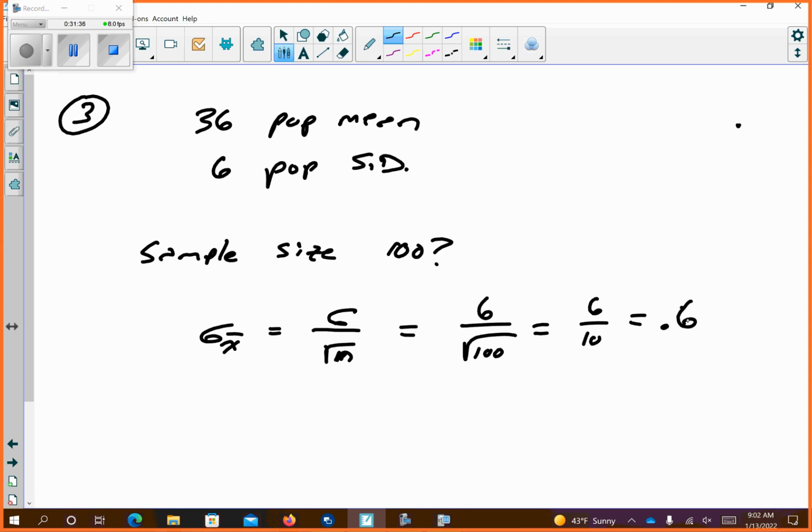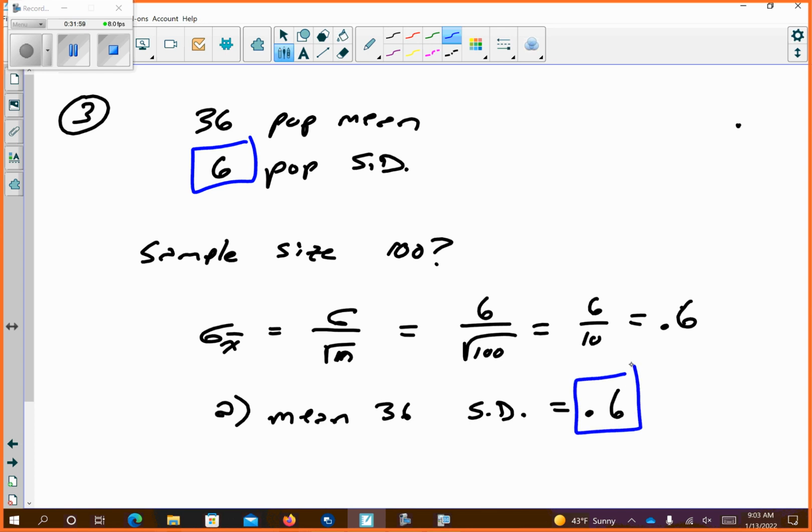Okay. So now for letter A, we say that our mean is still the 36. That doesn't change. But our standard deviation changes to 0.6. Okay? So notice this went from a population standard deviation of 6 to a standard deviation of 0.6 because we had a sample size. We weren't applying it to all. So what's the standard error? Is that another way to say standard deviation? Yeah. So this is now the standard error, which is the standard deviation. Okay?